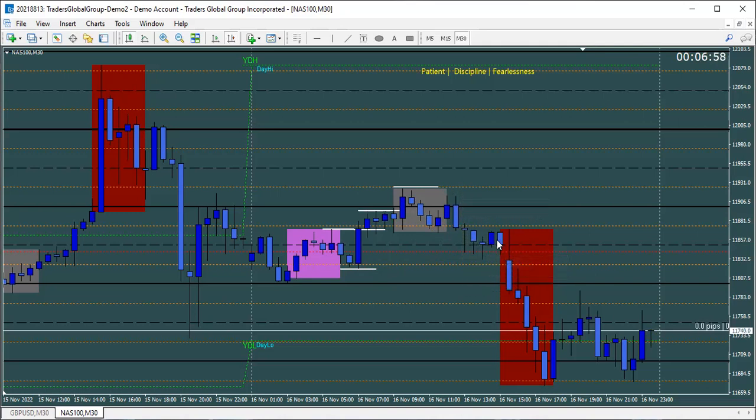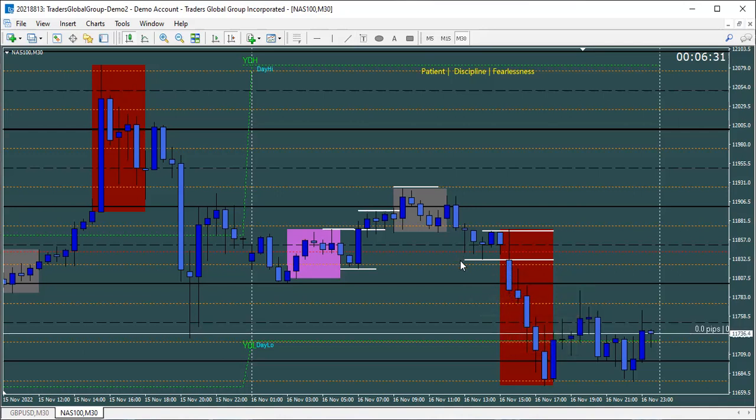Now coming into the New York session, this was our most recent high of the day. I'm going off the most recent highs and most recent lows, and this was my most recent low of the day. We did have some news at 8:30 and at 9:15 EST, so I'm just waiting until after the news. Like I said, you can see we were just accumulating inside of this 100 pip box.